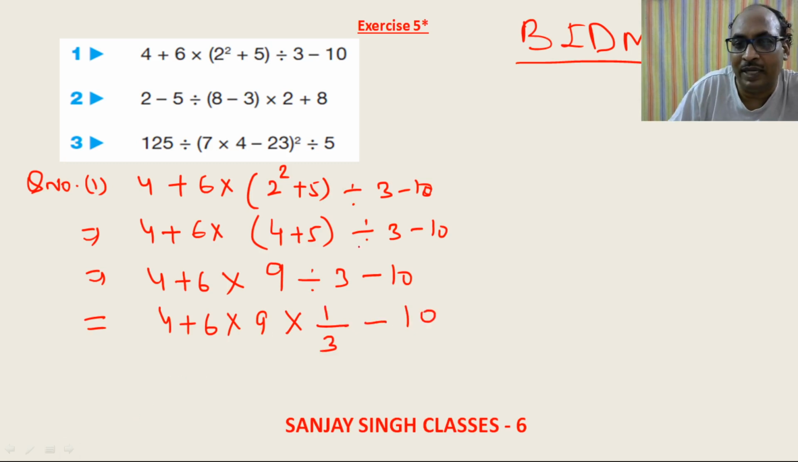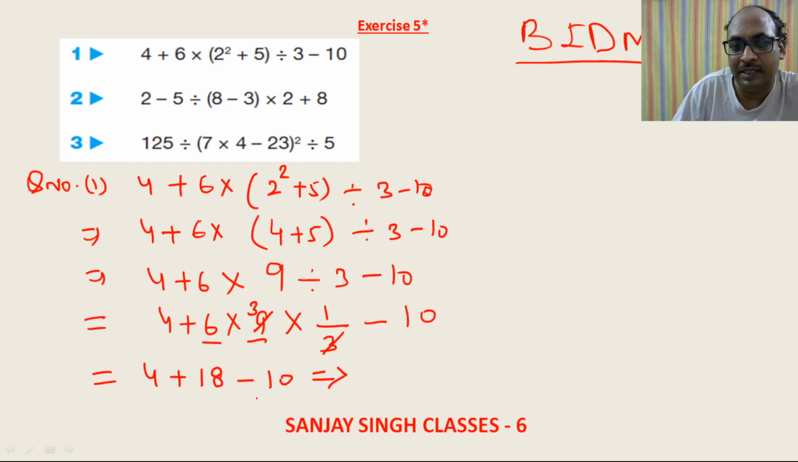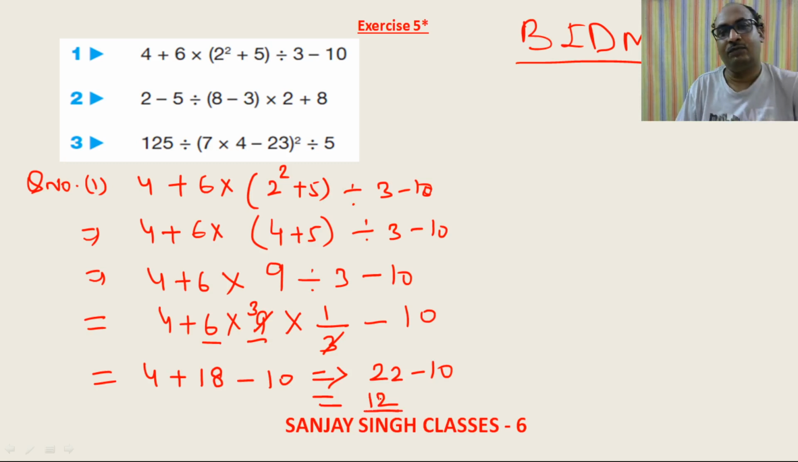Then we will be solving here. This 3 we can utilize to cancel 9 as 3. So now we have got 4 plus 6 into 3 into 1, which gives us 18, minus 10. This will give us 18 plus 4, 22, minus 10, and the answer will become how much? 12. 12 will be the answer for this question number 1.